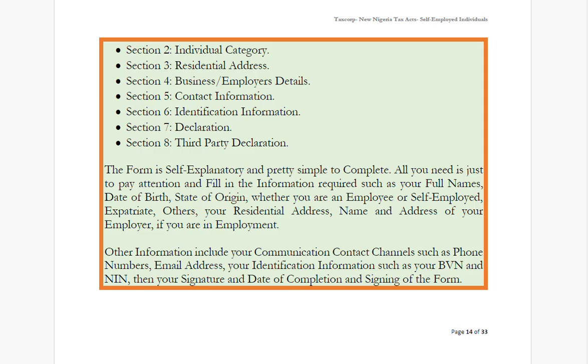This form is so explanatory and pretty simple to complete. Very easy. All you need is just to pay attention and fill in the information required, such as your full names, date of birth, state of origin, whether you are an employee or self-employed, expatriate, others, your residential address, name and address of your employer if you are in employment. Other information include your communication contact channels, such as phone numbers, email address, your identification information, such as your BVN and name, then your signature and date of completion and signing of the form.